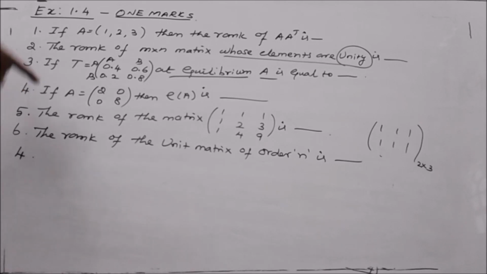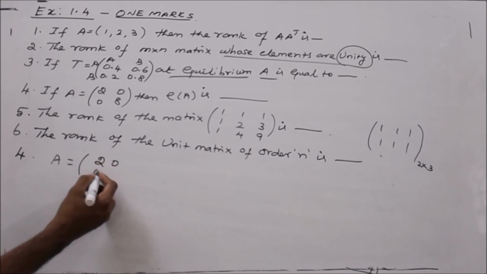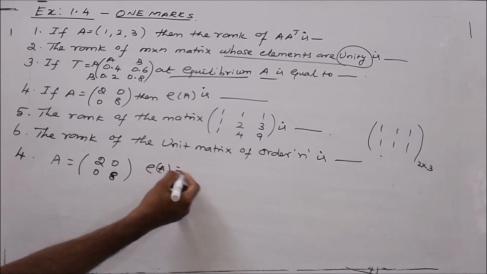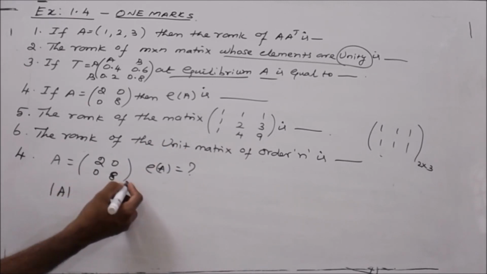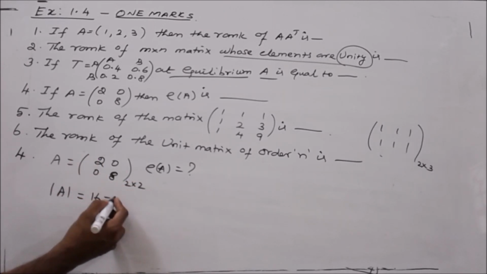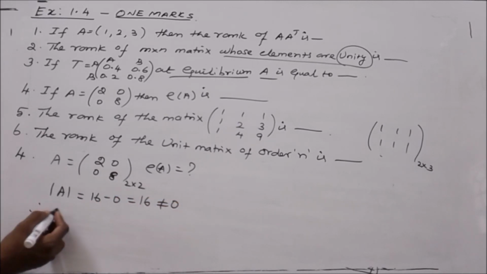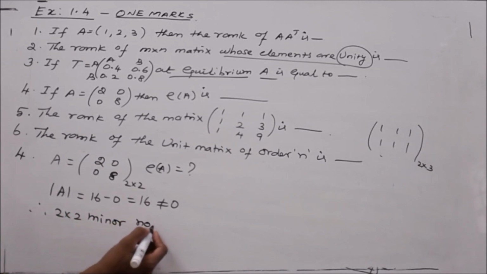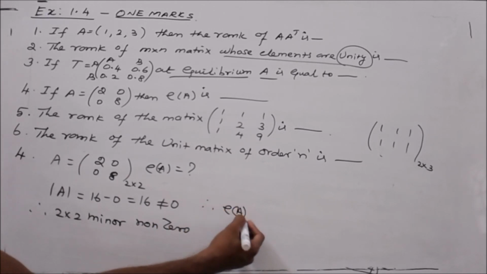Fourth question, A equal to 2008 is given. Then rank of A equal to dash. Now, the maximum order is 2 by 2. The 2 by 2 determinant is 16 minus 0 equal to 16, not equal to 0. Therefore, the 2 by 2 minor is non-zero. Therefore, rank of A is equal to 2.